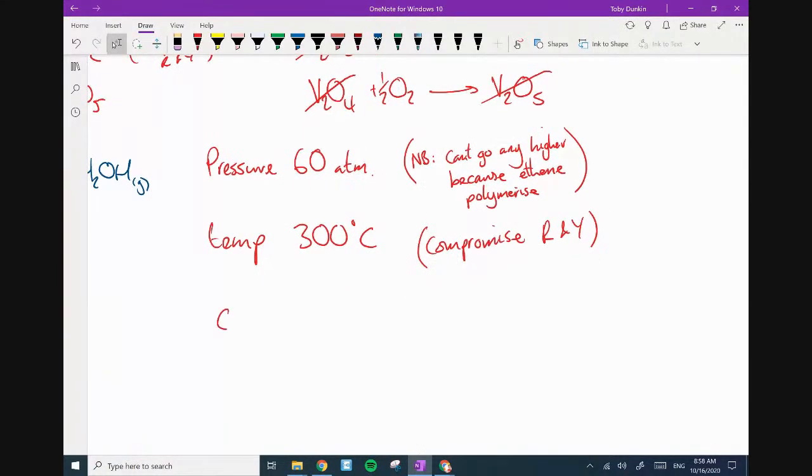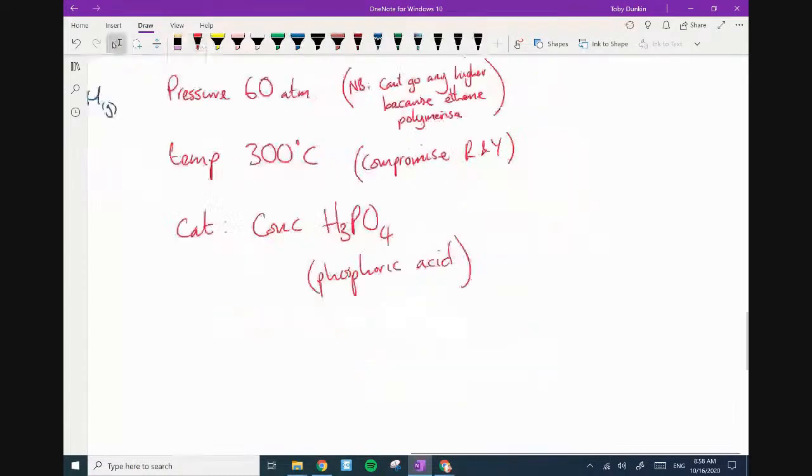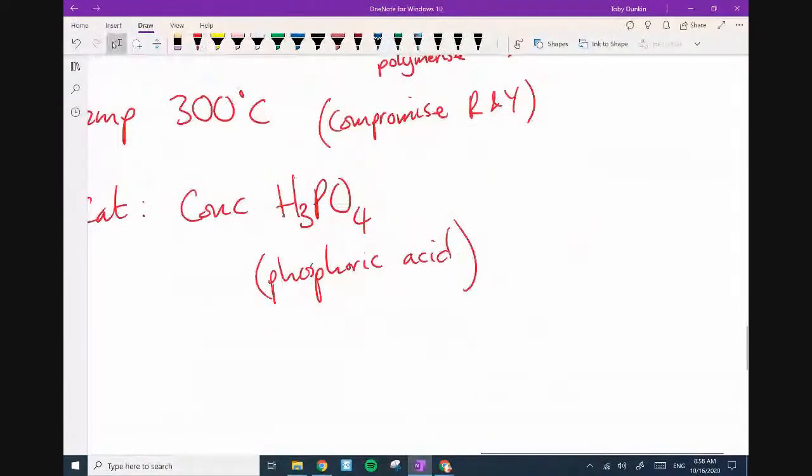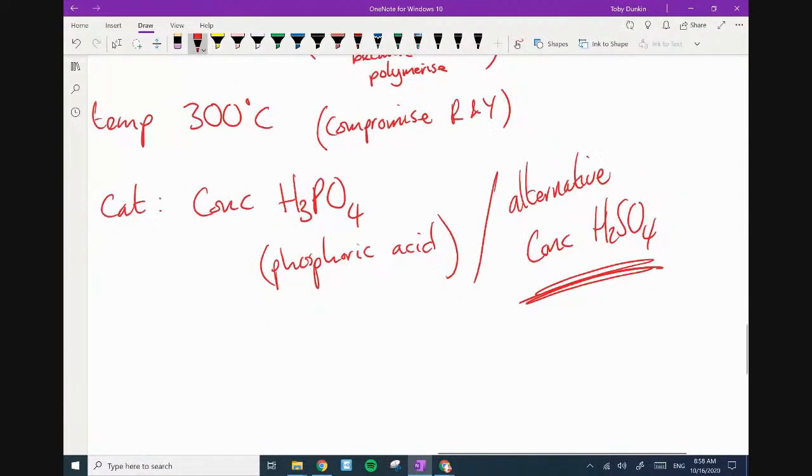Catalyst. The catalyst is concentrated phosphoric acid, H3PO4. If you want me to put the name down, phosphoric acid. There is an alternative to phosphoric acid. An alternative would be to use concentrated sulfuric acid. Now, we actually use this in lab. If we're going to demonstrate this reaction, we use conc sulfuric because it's actually a better catalyst. But the problem is it also eats all your equipment.